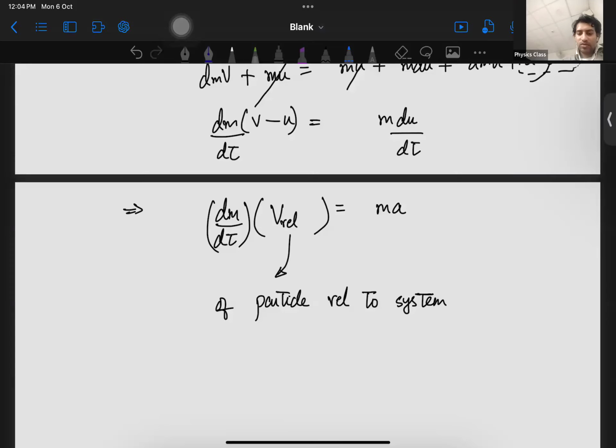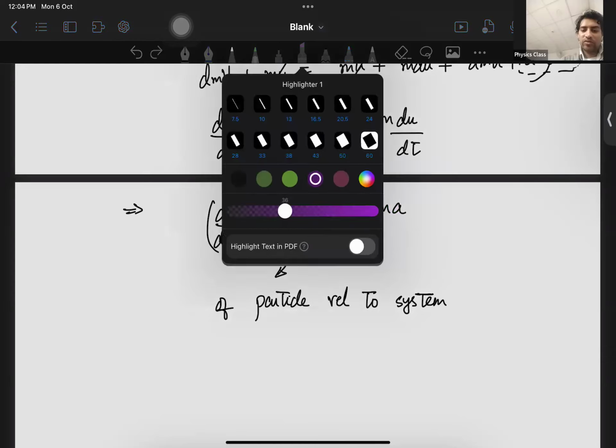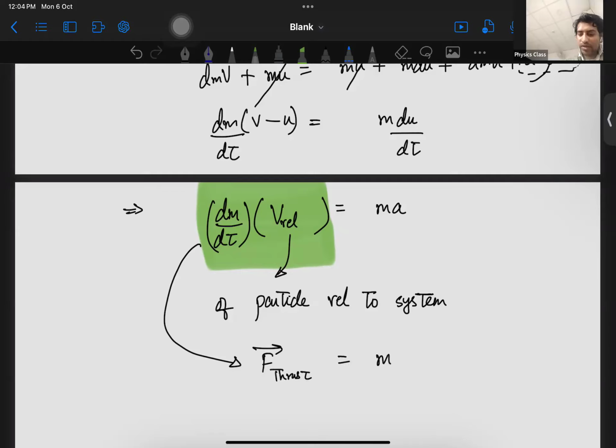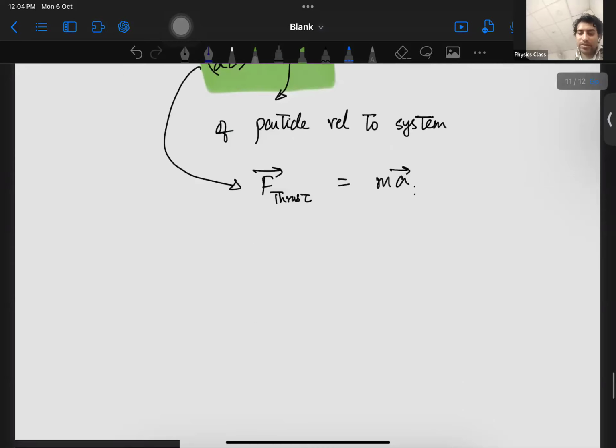So therefore, since this is nothing but the net force acting, we'll argue that this is the force because of which the mass m is experiencing some amount of acceleration. So this quantity is also known as the thrust force. We'll write it as F thrust, and F thrust is equal to mass into acceleration. Okay, let's take some example on the same.